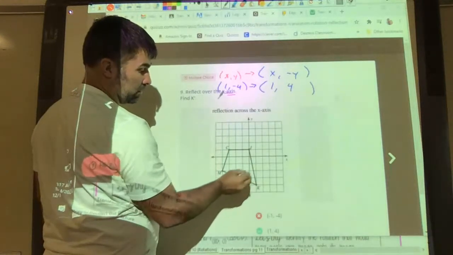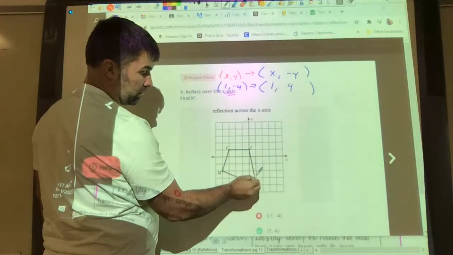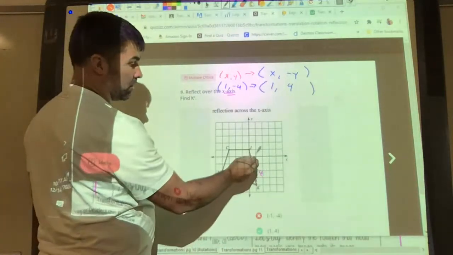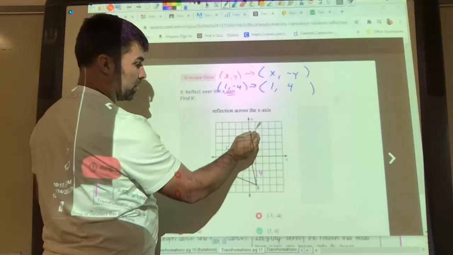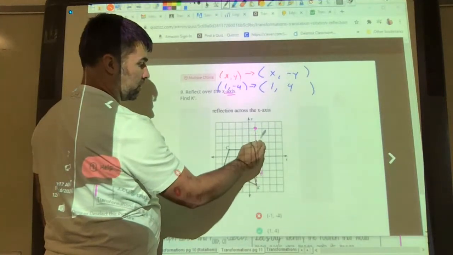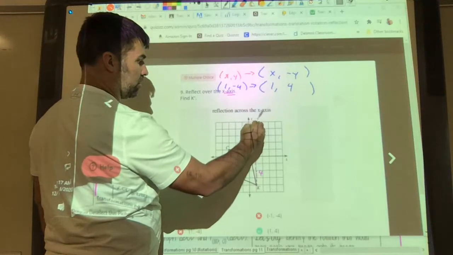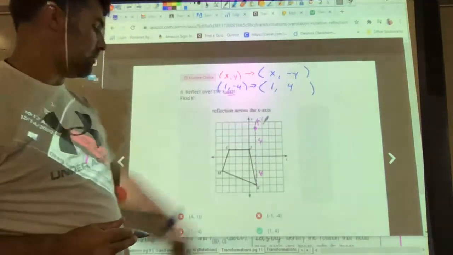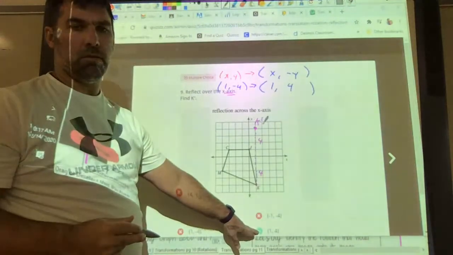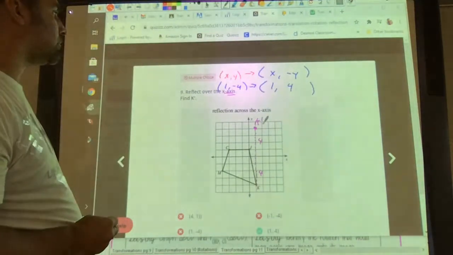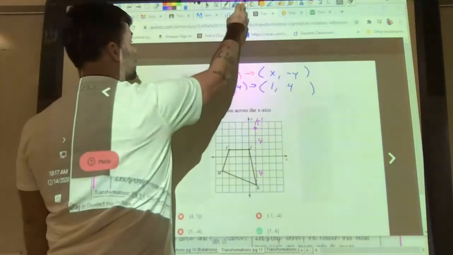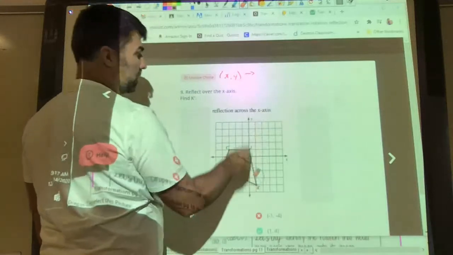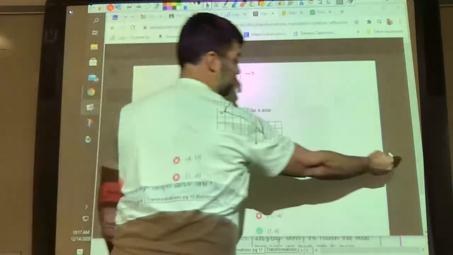is the x. This is 1, 2, 3, 4 down from the line of reflection, and you would go 4 up from the line of reflection, and that is my new K prime. And I find the coordinate of that, and the coordinate of that is 1, 4. So there's your answer, 1, 4. So multiple ways to do that one. Most of you are probably going to count because you do have a graph.